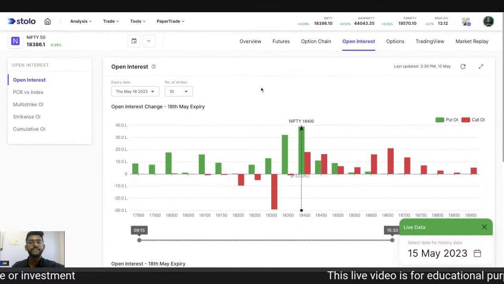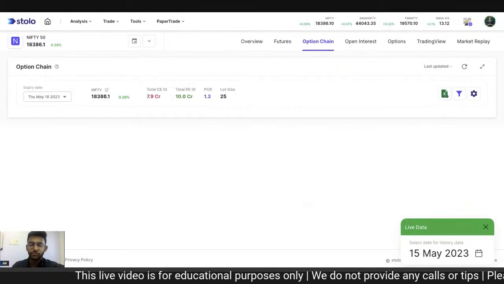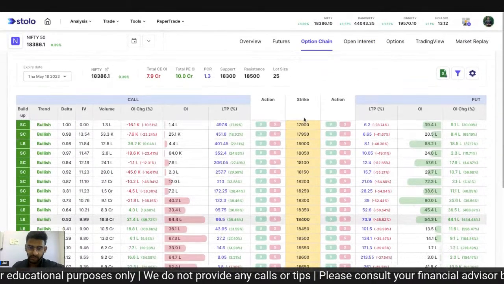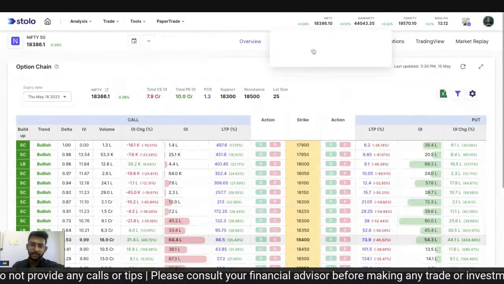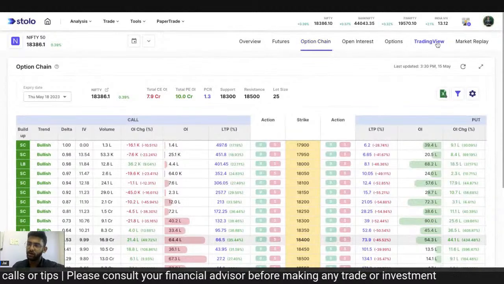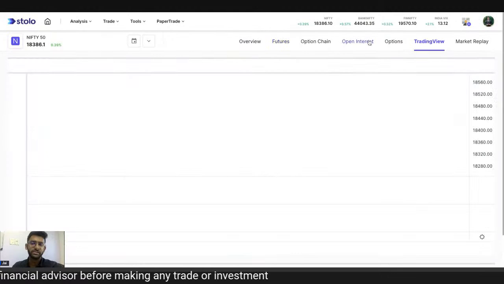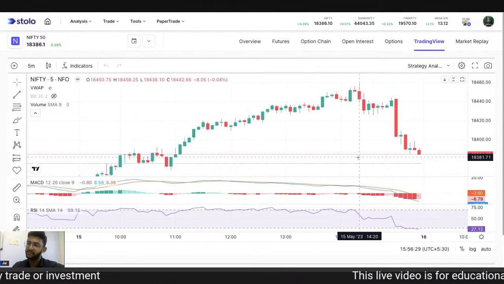So the sell-off at the end, not sure exactly why it happened, but yes. Coming to the option chain. This is the new analysis also, by the way, for those of you who are seeing it for the first time. It's a complete view in one place itself. You get everything from overview to futures to option chain to OI and market replay and TradingView charts directly here itself, right?